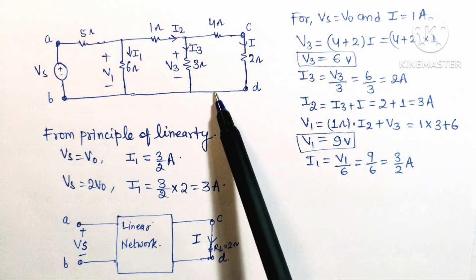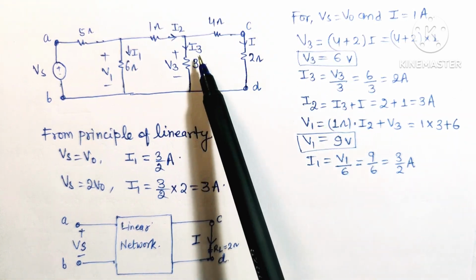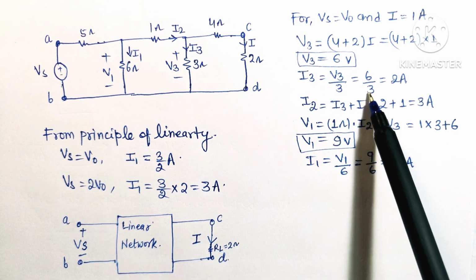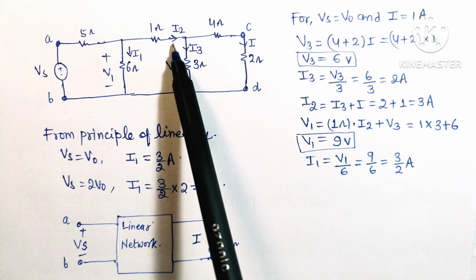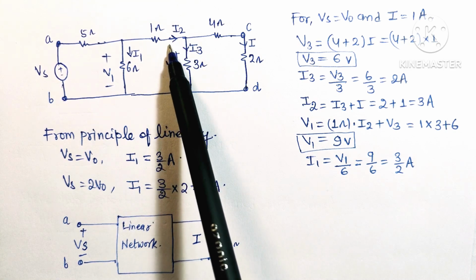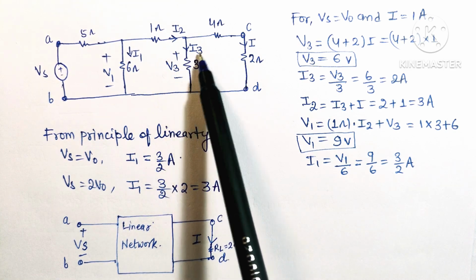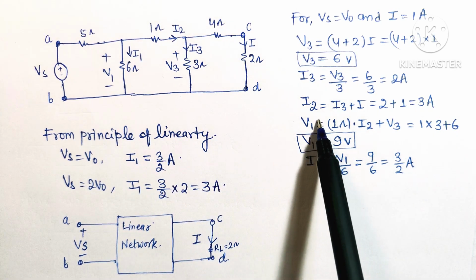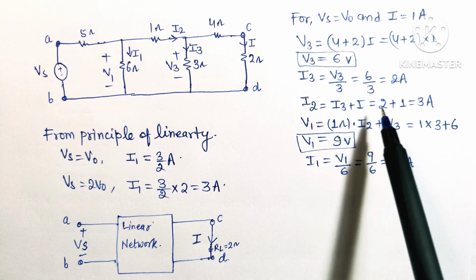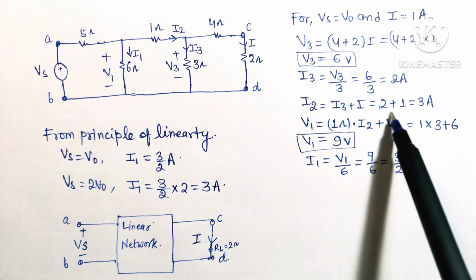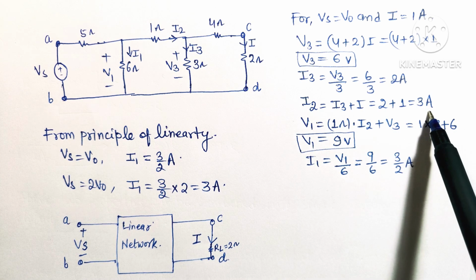So here the I3 current can be found. I3 is equal to V3 by 3, voltage upon resistance, that will be equal to 6 by 3 equal to 2 ampere. Now from KCL we can see that this I2 current is coming towards this node and this current is distributed as I3 and I current. So I2 is equal to I3 plus I. By putting the values of I3 equal to 2 ampere and I equal to 1 ampere, given in the question, we get I2 equal to 3 ampere.